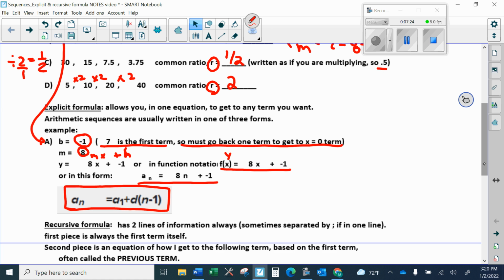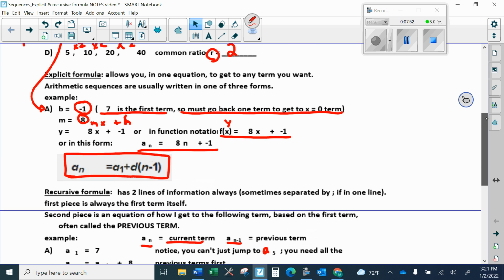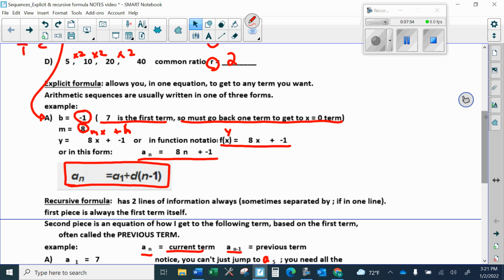A sub 1 always refers to the first term. N is the current term. I have that written down below. A sub n is the current term. A sub n minus 1, when you get down to here, that's the previous term. That should have been an A sub 5. I got cut off there. And n represents the current term.